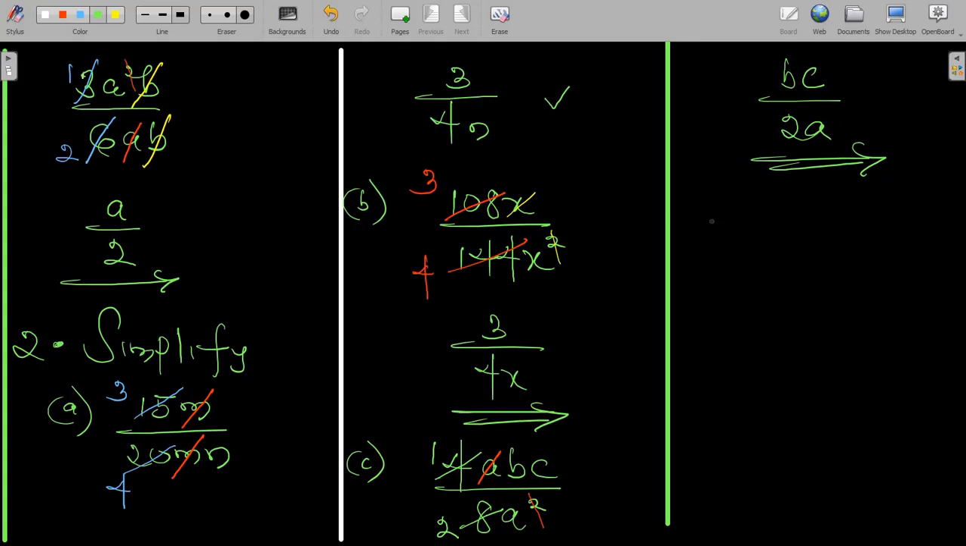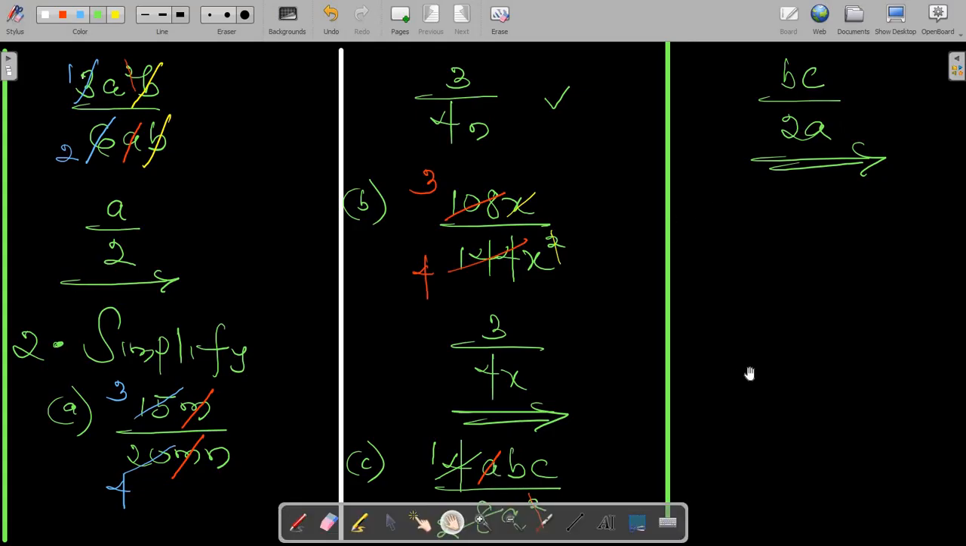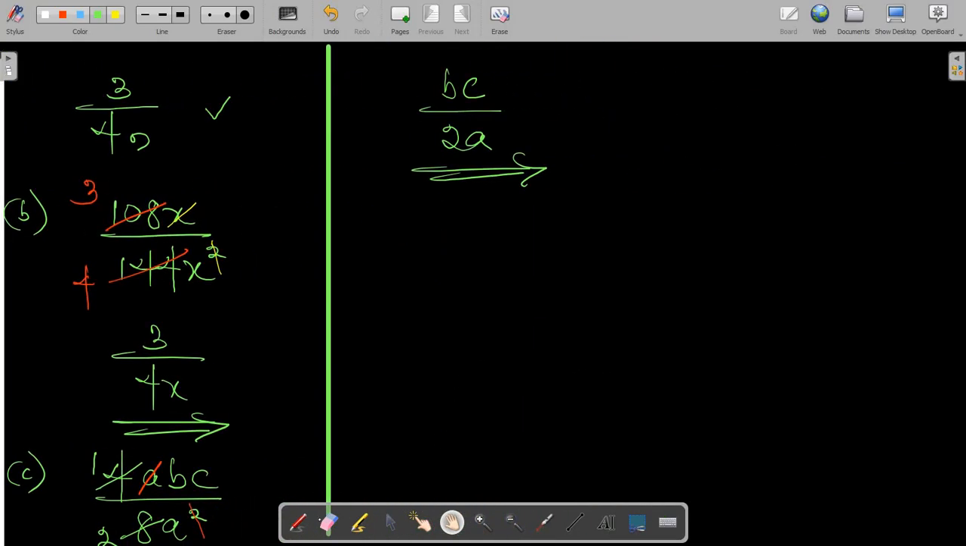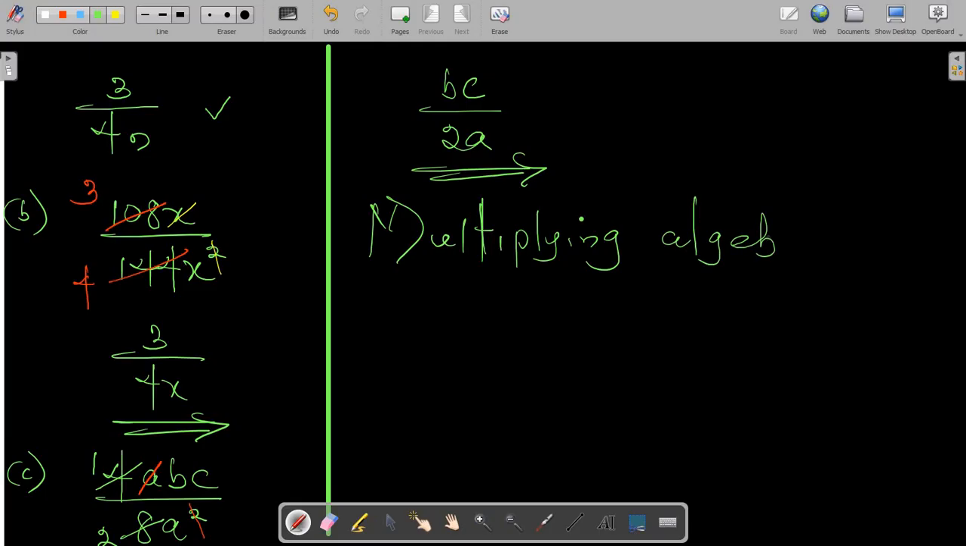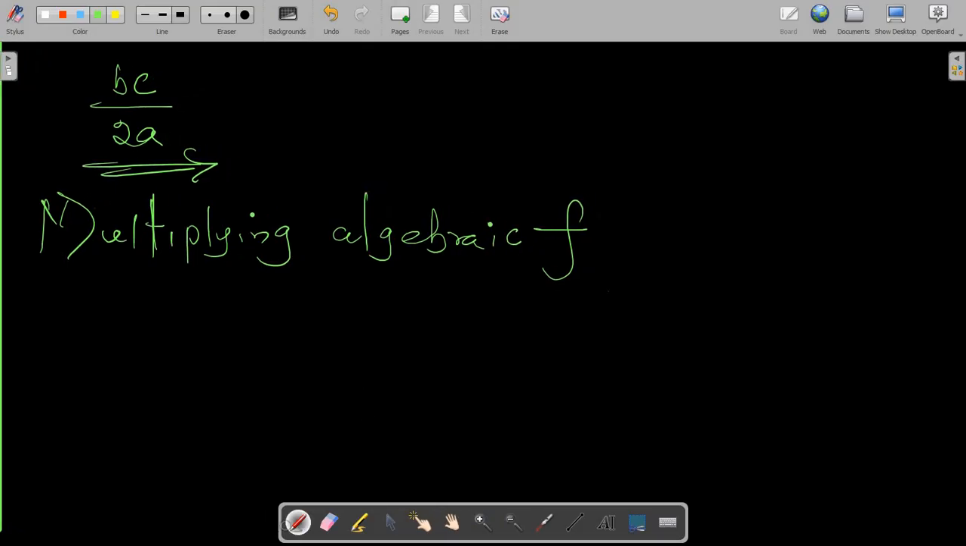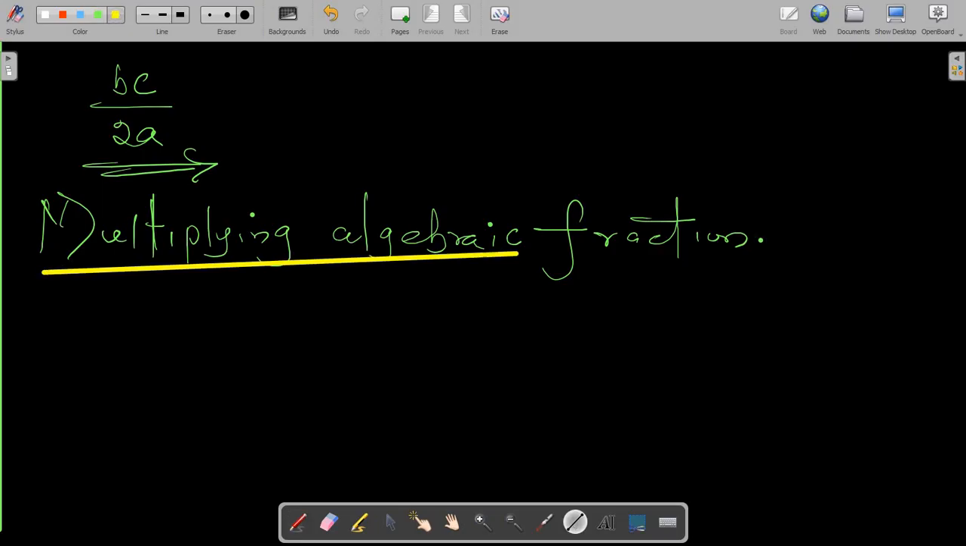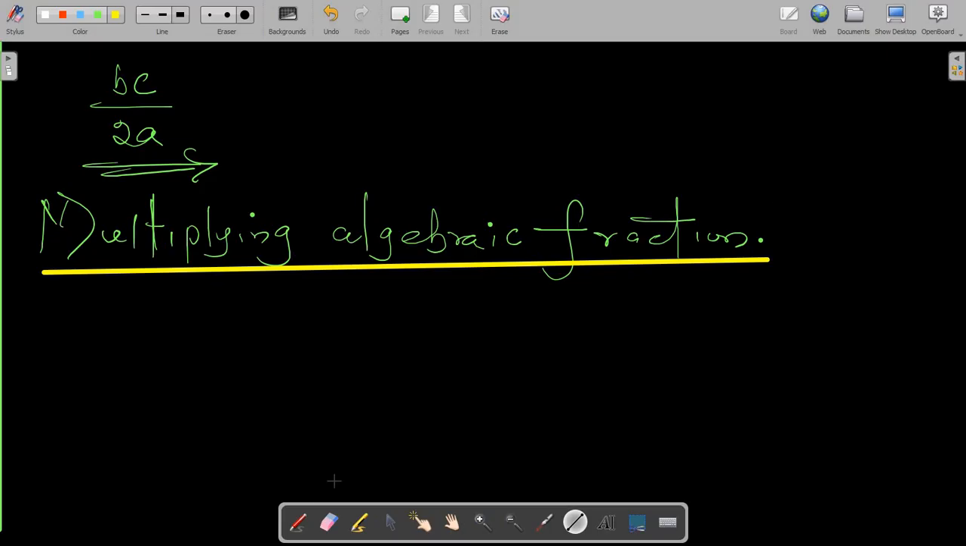Now let us move straight to what we call multiplication of algebraic fractions. So let me write it like multiplying algebraic fractions. Let's go. So if you are given something like this, watch out. Let's say we are given A all over B to multiply by C all over D.